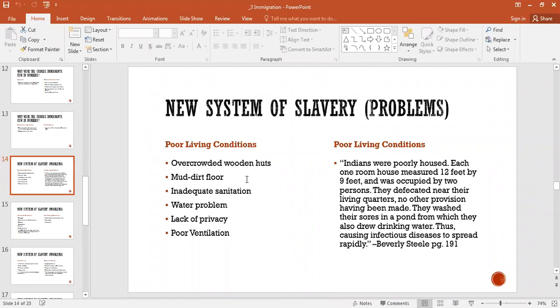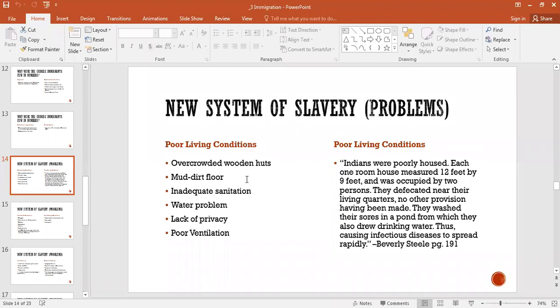So when we look at the new system of slavery, what are some of the problems they're going to face? Somebody read for me, please. Overcrowded wooden huts, mud dirt floor, inadequate sanitation, water problem, lack of privacy, poor ventilation. All right, good.